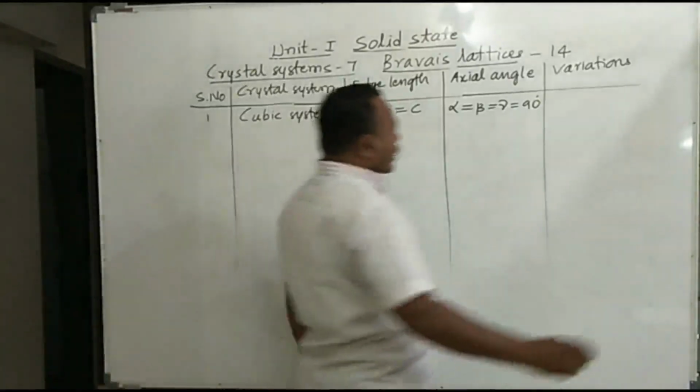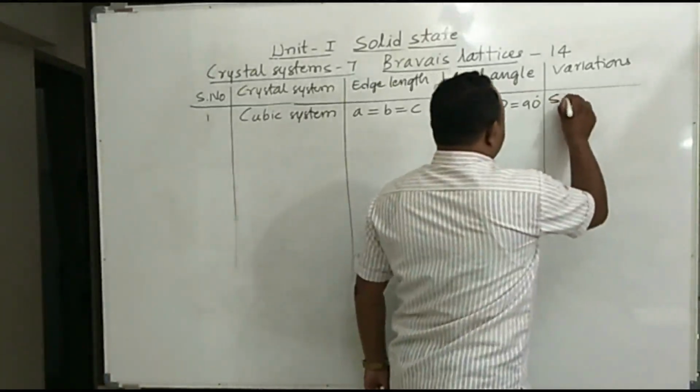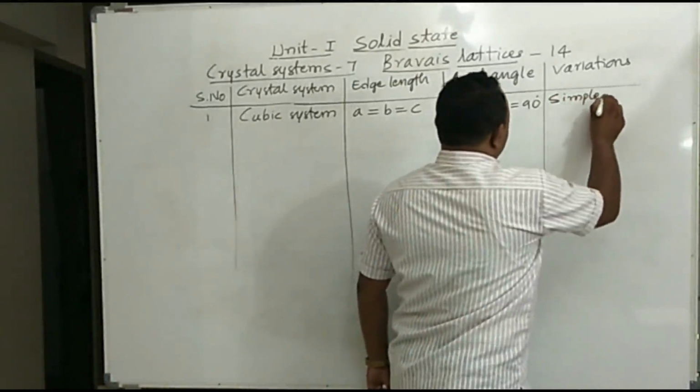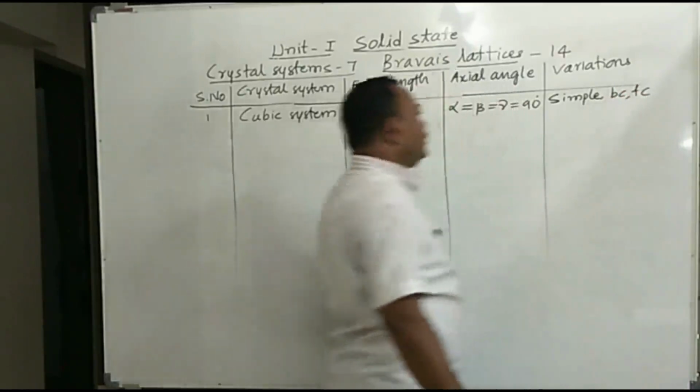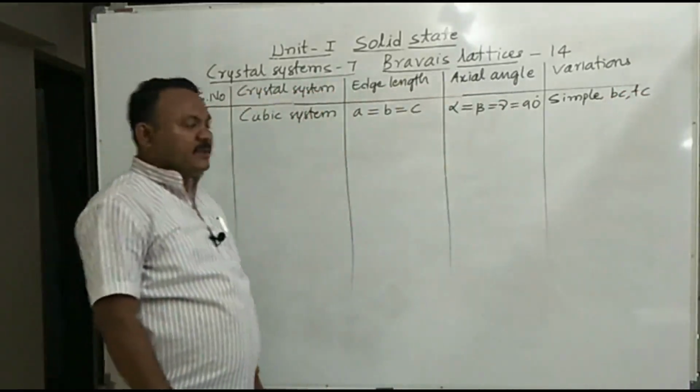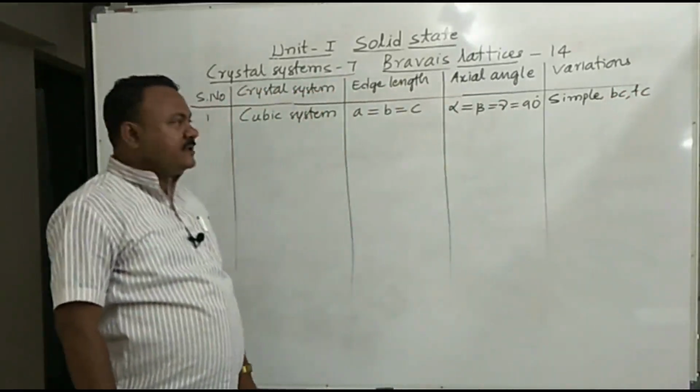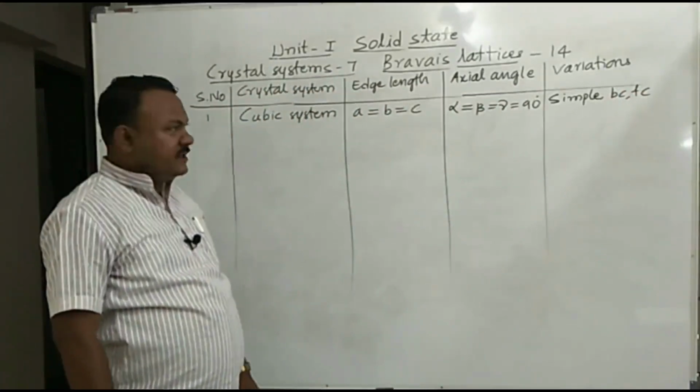I told you, in all crystal systems, minimum we are getting simple. Apart from simple, we are getting body centered and face centered unit cells. I have written in short as BC and FC. BC for body centered, FC for face centered.